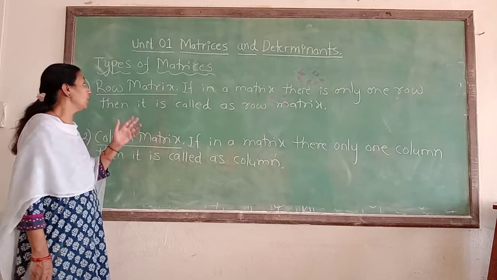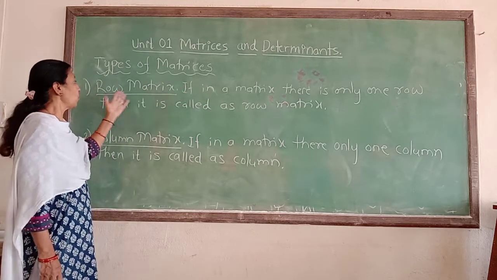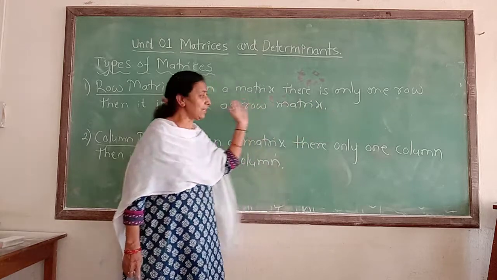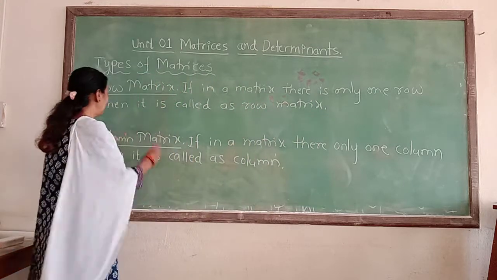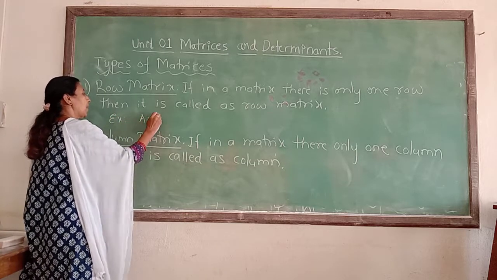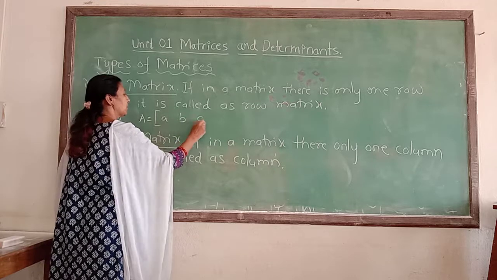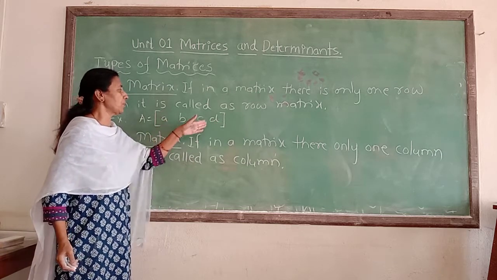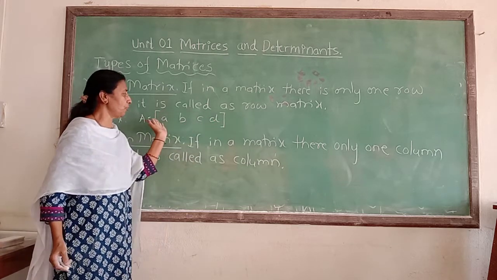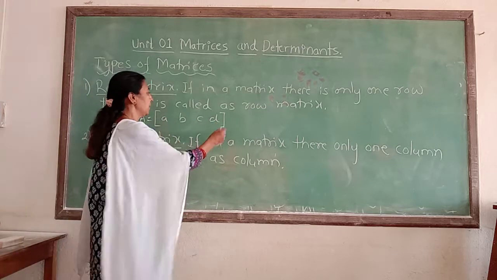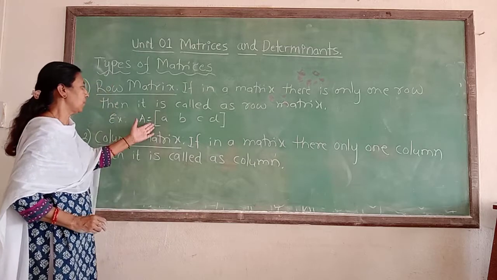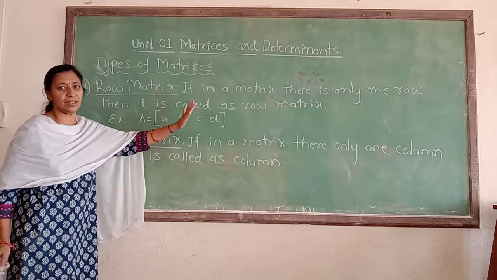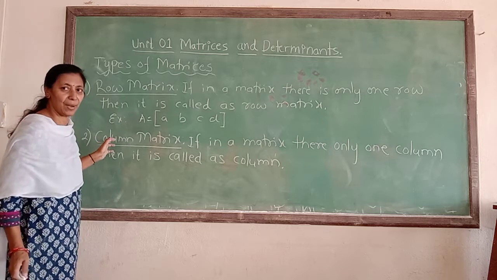Now we are going to understand about the types of matrices. The first one is row matrix. What is a row matrix? If in a matrix there is only one row, then it is called a row matrix. For example, this is a matrix written like this: A, B, C, D. In this you are seeing only one row is there, and the number of columns is 4. It does not matter how many columns there are. Suppose there is only one row, then we say it is a row matrix. Even by closing your eyes, if anybody says one row, you can answer that it is a row matrix. Okay, let us go for another type of matrix.